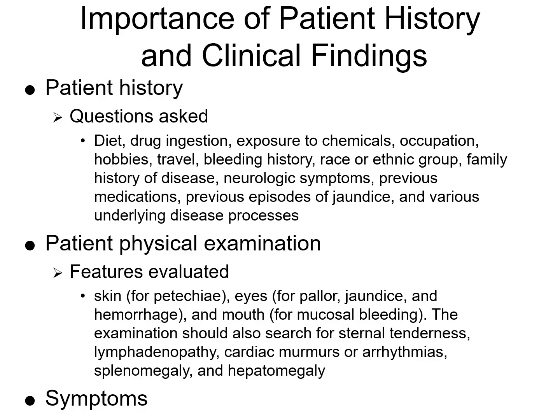We're going to ask about their race and ethnic group. There are certain anemias that are more prevalent in specific populations. An example would be sickle cell disease, which is generally in people of African descent. Family history of disease, if there are any hereditary anemias or bleeding disorders in their family. Look at neurological symptoms, such as numbness or weakness. That could be an indication of a vitamin B12 deficiency.